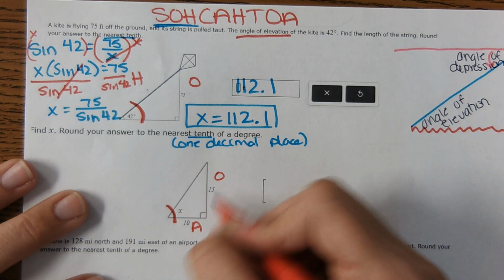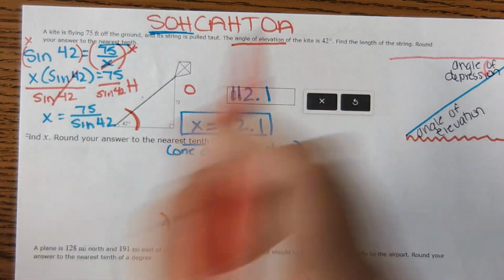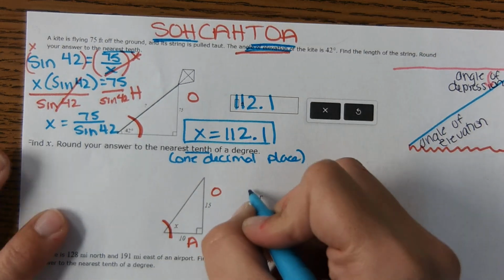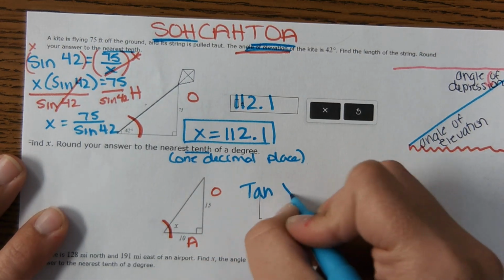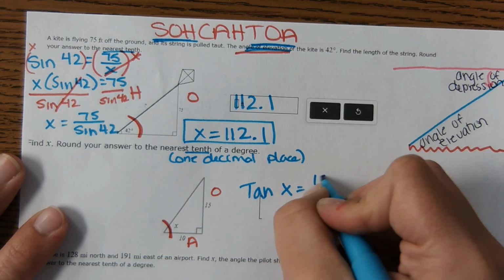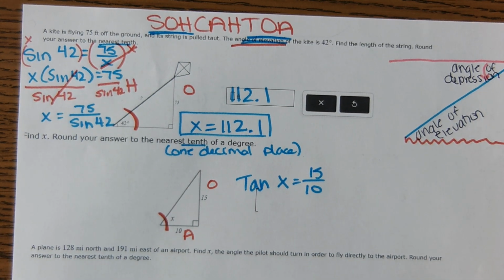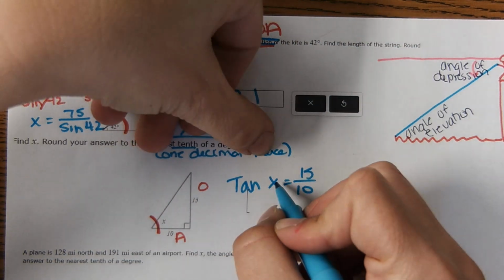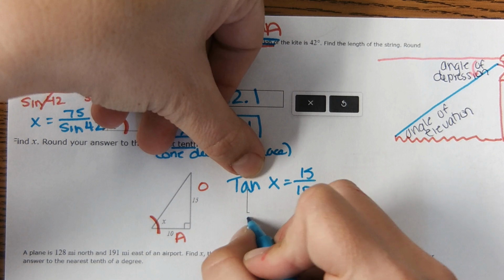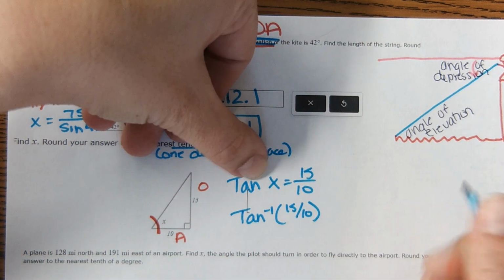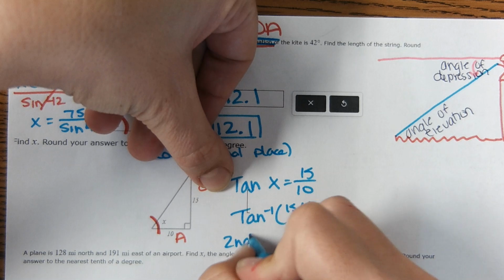And so from here, I'm deciding whether I use sine, cosine, or tangent. So O and A, I'm going to use tangent. So tan of x equals opposite over adjacent, 15 over 10. Okay, then to solve this, anytime I'm solving for the angle, I have to use inverse. So like tan of -1, 15 over 10. Or we're using the second tan button.